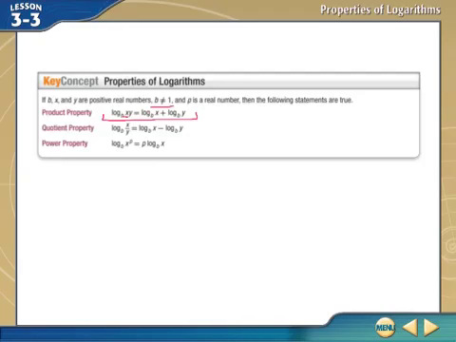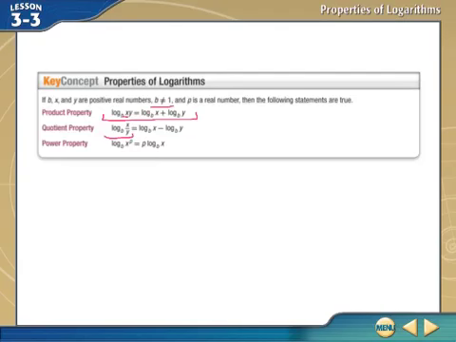of y. The quotient property states that if you are taking the quotient of two numbers, so you have the logarithm base b of the quotient of x and y, then you can separate those logarithms by subtracting them. So log base b of x minus log base b of y is equal to log base b of x divided by y.